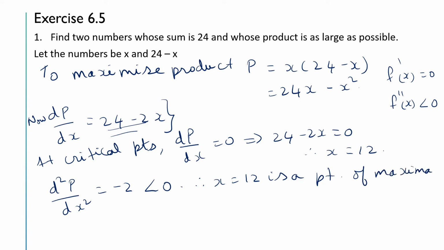So we have taken the two numbers as x and 24 minus x. We got one number as 12. The other number is 24 minus 12, which is again 12. Therefore, the required numbers are 12, 12. So these are the numbers whose sum is 24 and whose product is as large as possible.